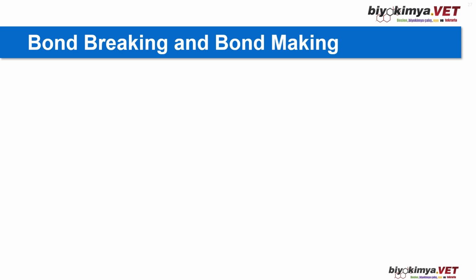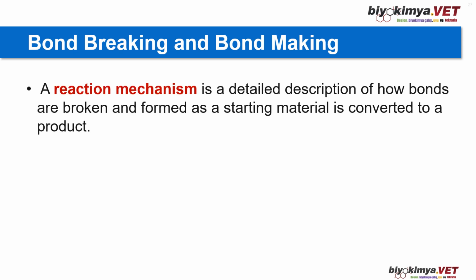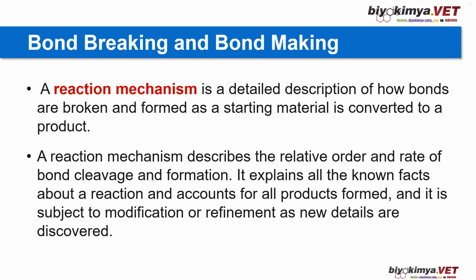Bond breaking and bond making. A reaction mechanism is a detailed description of how bonds are broken and formed as a starting material is converted to a product. A reaction mechanism describes the relative order and rate of bond cleavage and formation. It explains all the known facts about a reaction and accounts for all products formed, and it is subject to modification or refinement as new details are discovered.